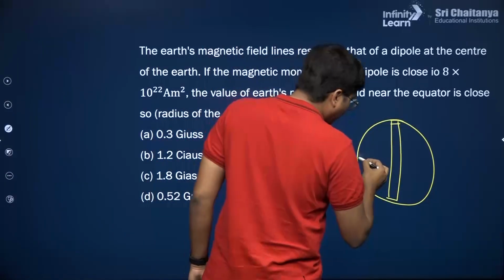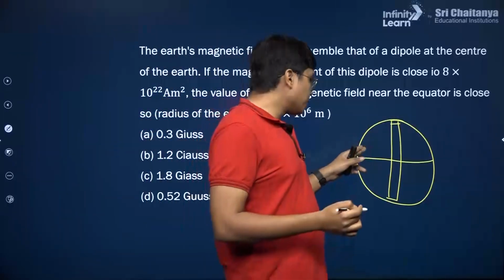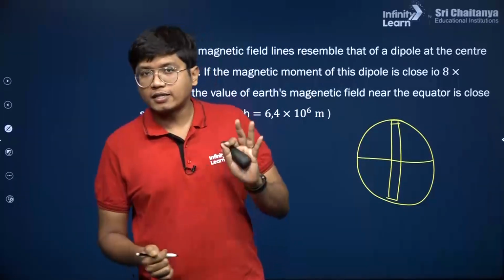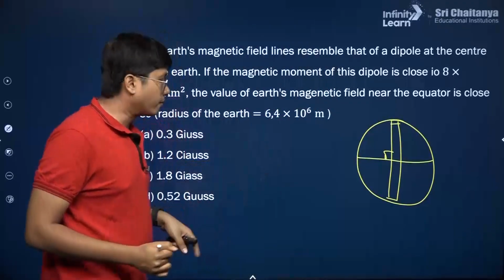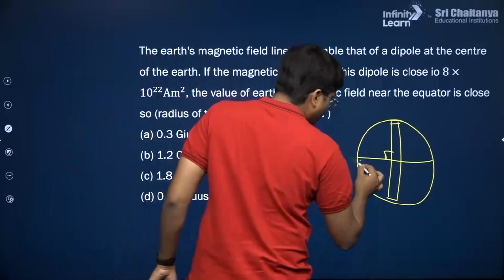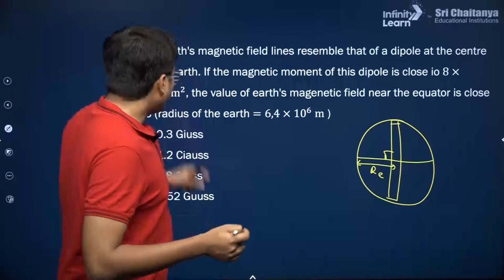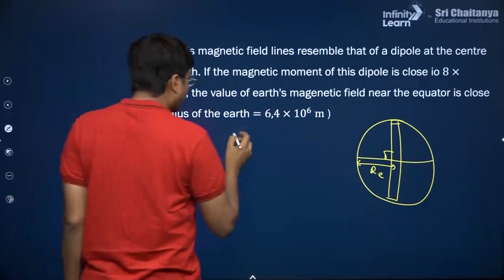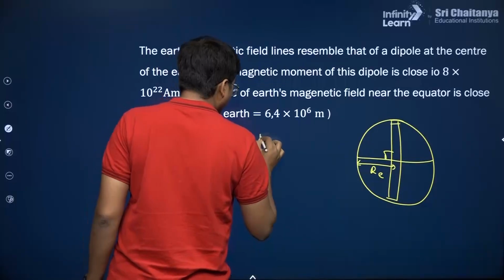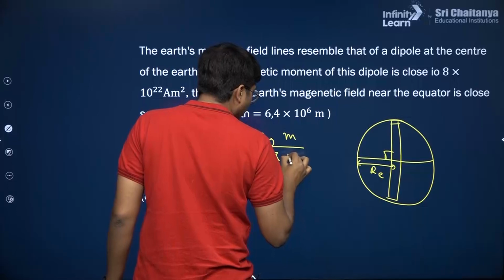And with regards to that magnet, any point on the equator actually represents a point on the perpendicular bisector of the magnet, because it's through the center and it's perpendicular to it, where the distance from the dipole is just the radius of the Earth RE. Now we can actually find what the magnetic field is at perpendicular bisector from a dipole. It's given by B is equal to mu naught m divided by 4 pi r cube.